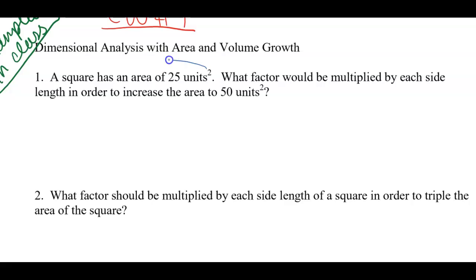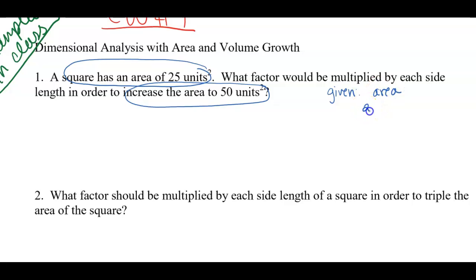When I read this problem, I have a couple pieces of given information. A square has an area of 25 units squared. And then they're increasing the area to 50 units squared. So the given information is about area, and it's going from 25 to 50. It's growing like that. Is that okay with everybody?